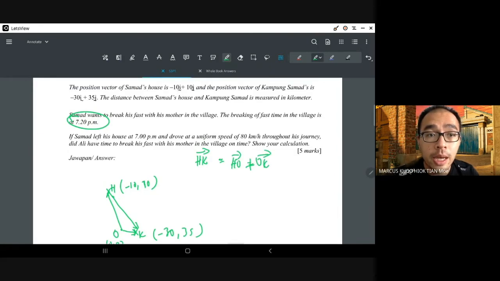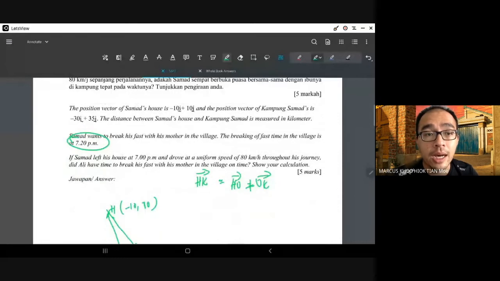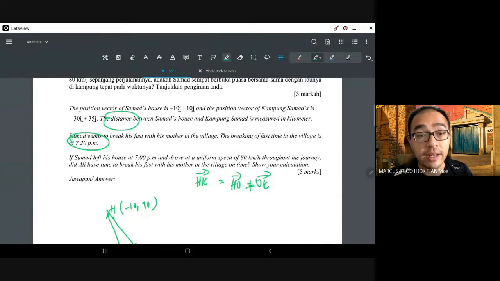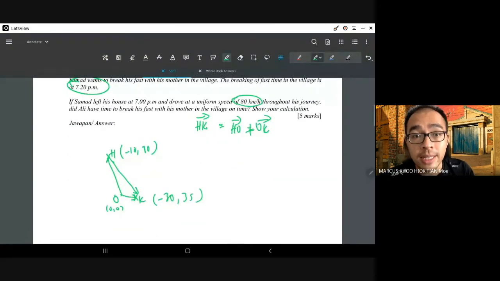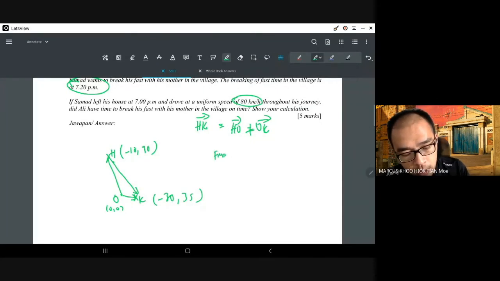Okay, and then after that they ask you to find the distance. Okay, you have to find the distance, because if you want to find the distance, this 80 km an hour will tell you the time. And then the distance formula is the same as calculating the magnitude of HK. Okay, or find the distance of HK.